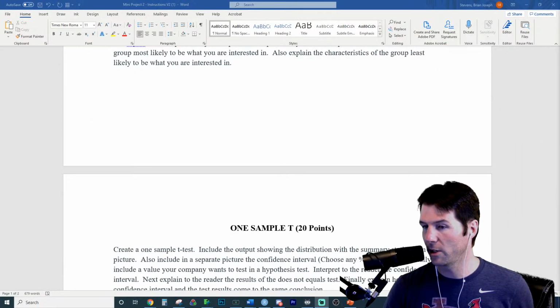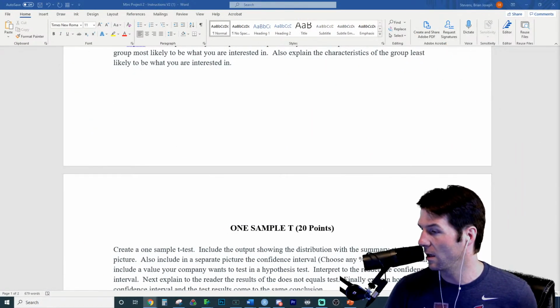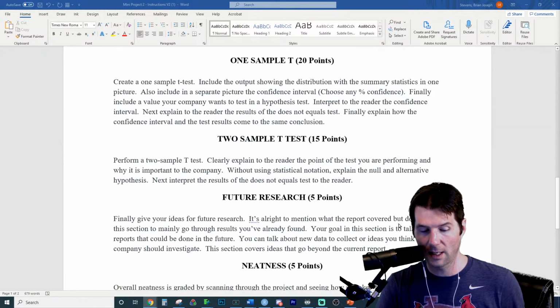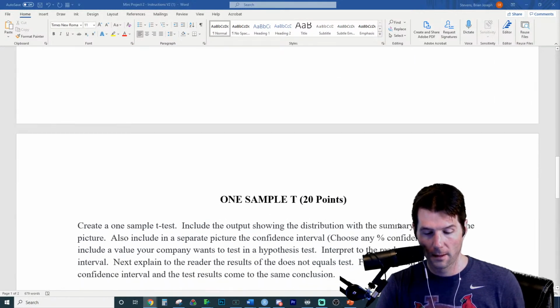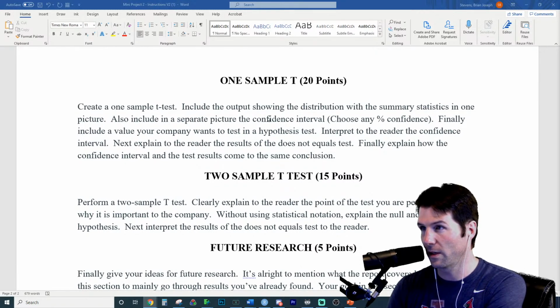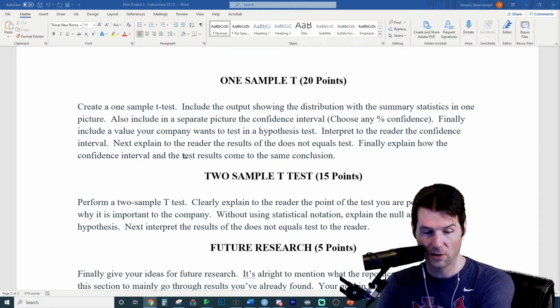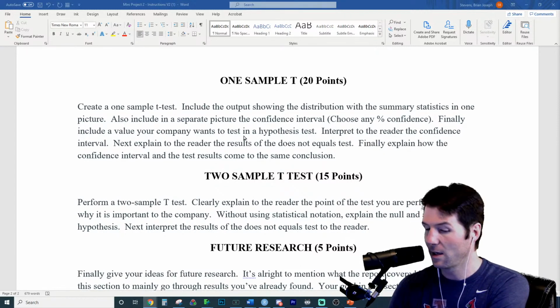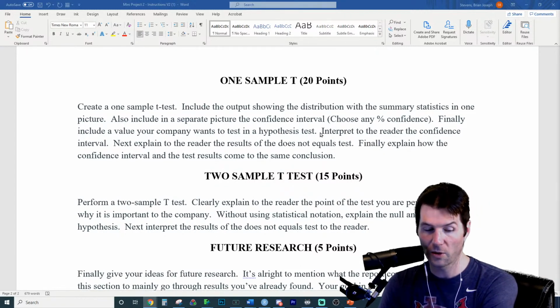And so are you talking about the last part of Task 2? I think Task 2 is the one sample T. Okay. So create a one sample T test, include the output showing the distribution with the summary statistics in one of the pictures. Also include a separate picture of the confidence interval. Finally, include a value your company wants to test as a hypothesized test value. Interpret to the reader the confidence interval. Next, explain to the reader the results of the does not equal test. Finally, explain how the confidence interval and the test results come to the same conclusion.